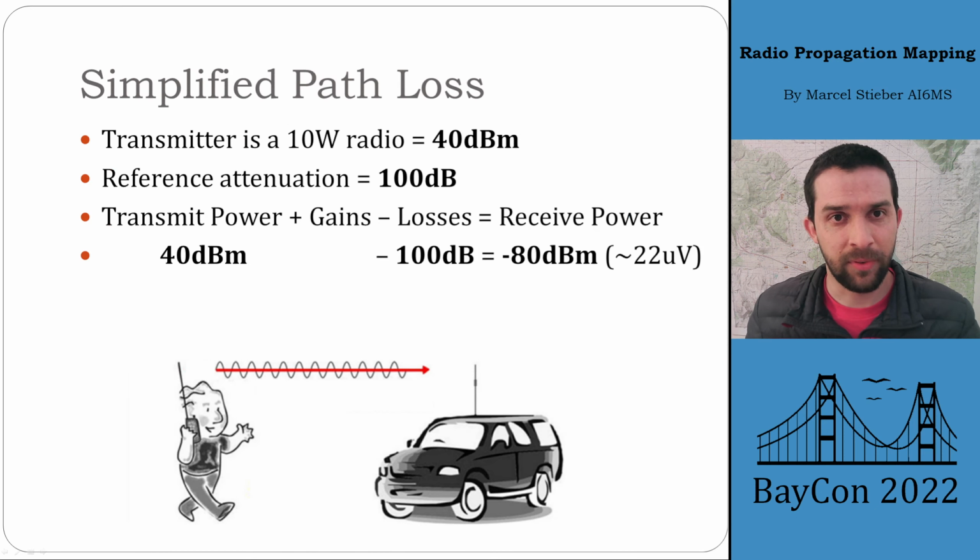So if we do a really simplified example, if we take a 10 watt radio transmitter, that would be 40 dBm, and we take a reference attenuation that the algorithm gave us of 100 dB of loss, then we simply plug that in with 40 dBm of transmit power, with no gains in this case, and 100 dB of losses, which gives us a received power of minus 80 dBm, or about 22 microvolts. Given that a typical radio is somewhere in the half a microvolt range of receive sensitivity, this would be a strong signal, and you'd be able to make this link. So this is a very basic idea to give you an idea of how these calculations work.